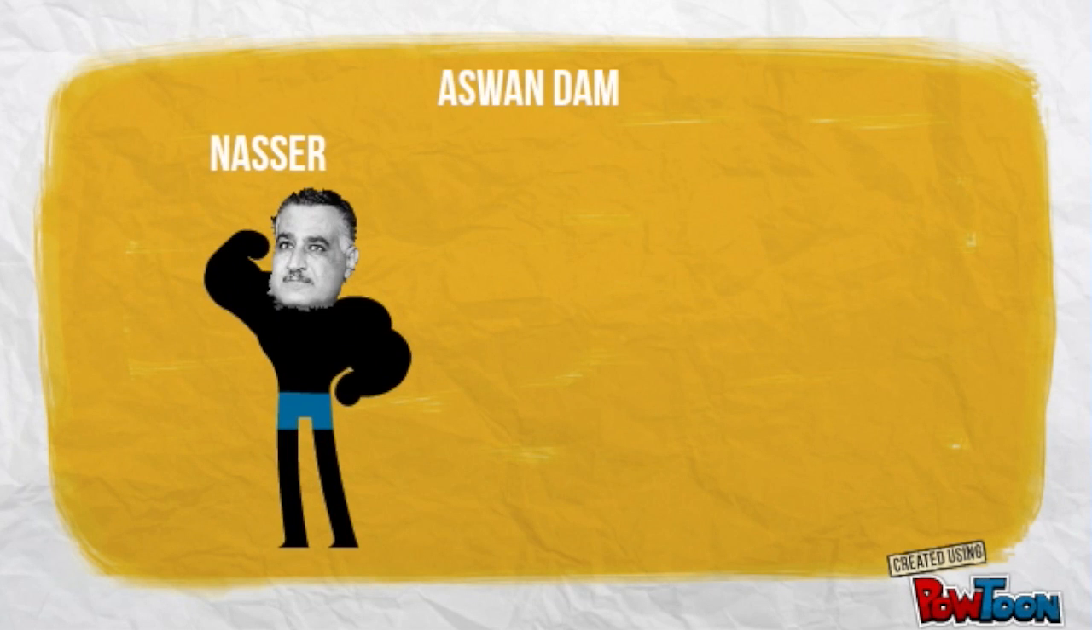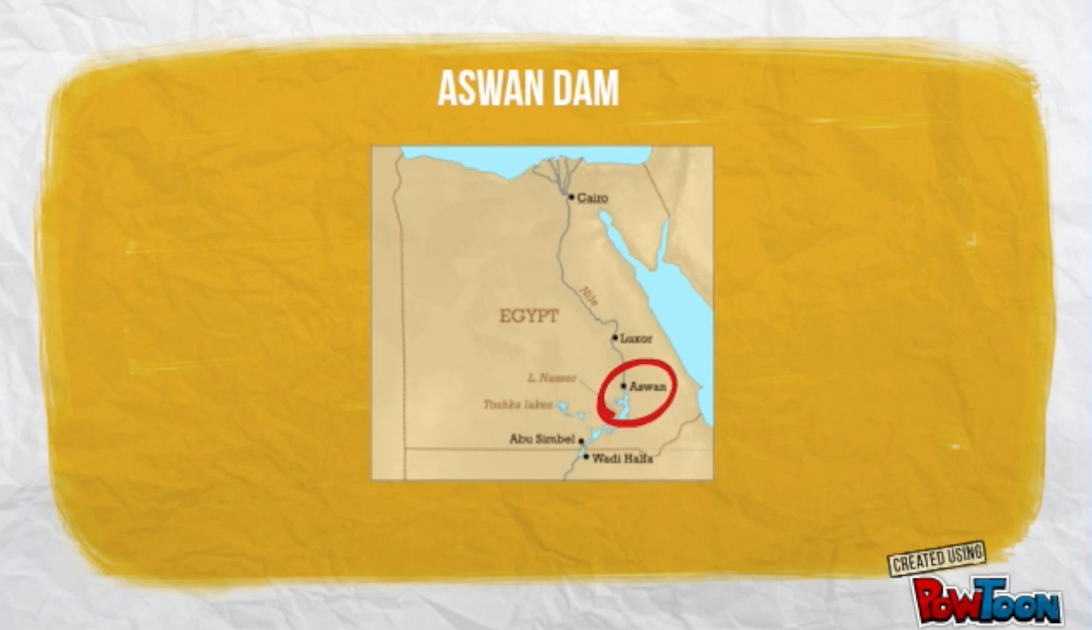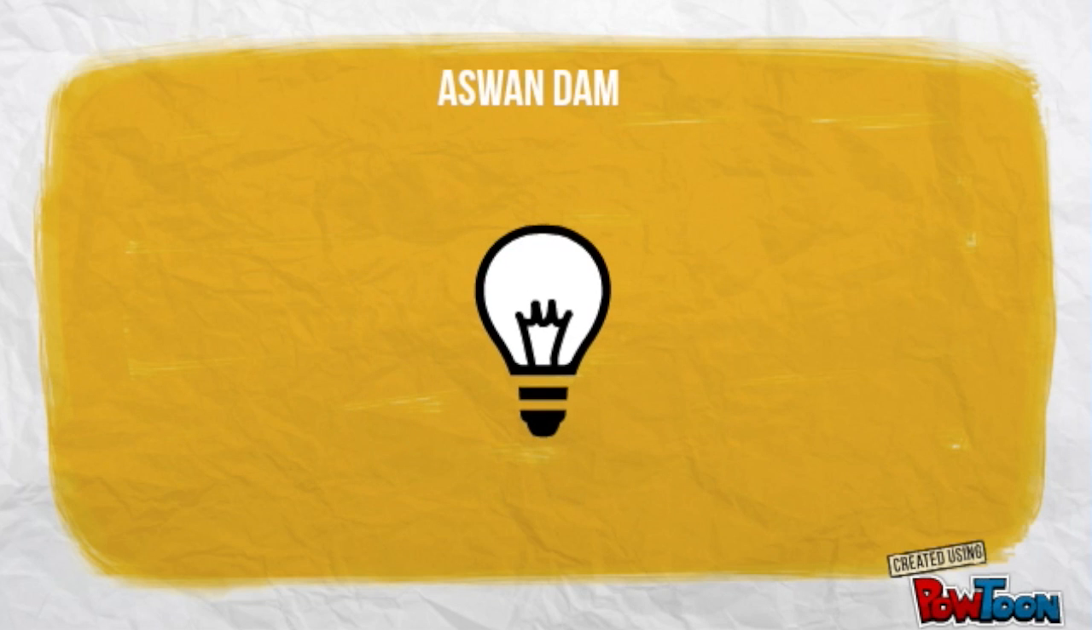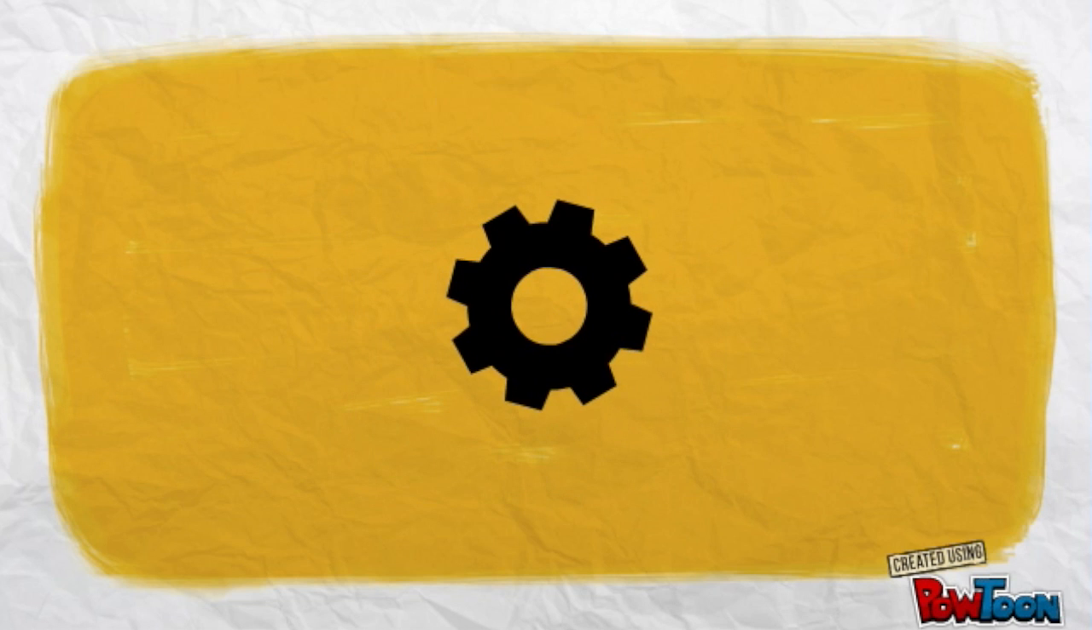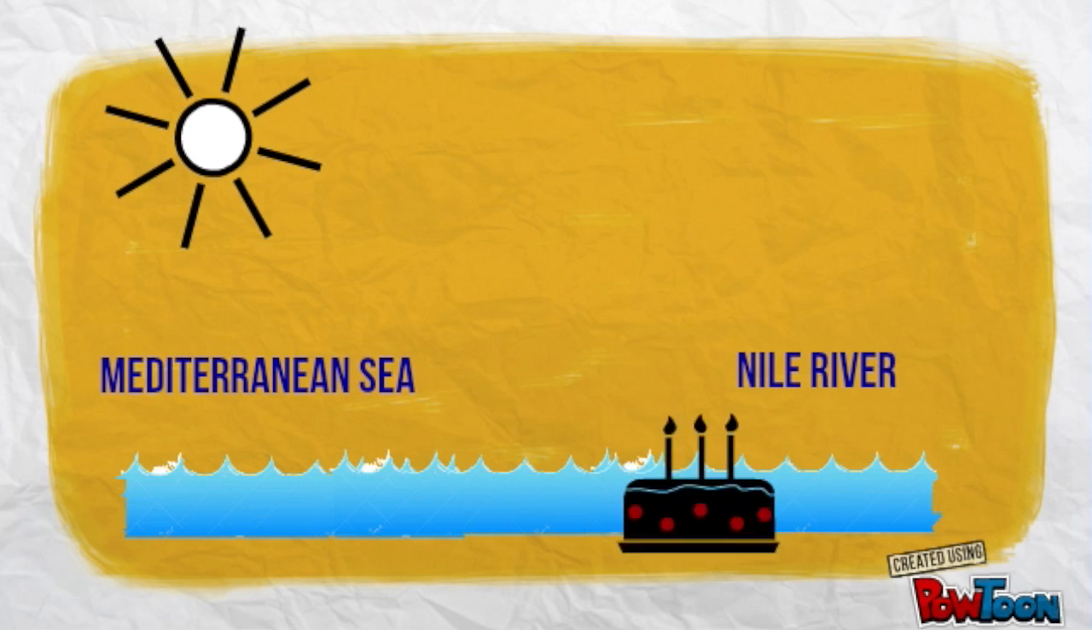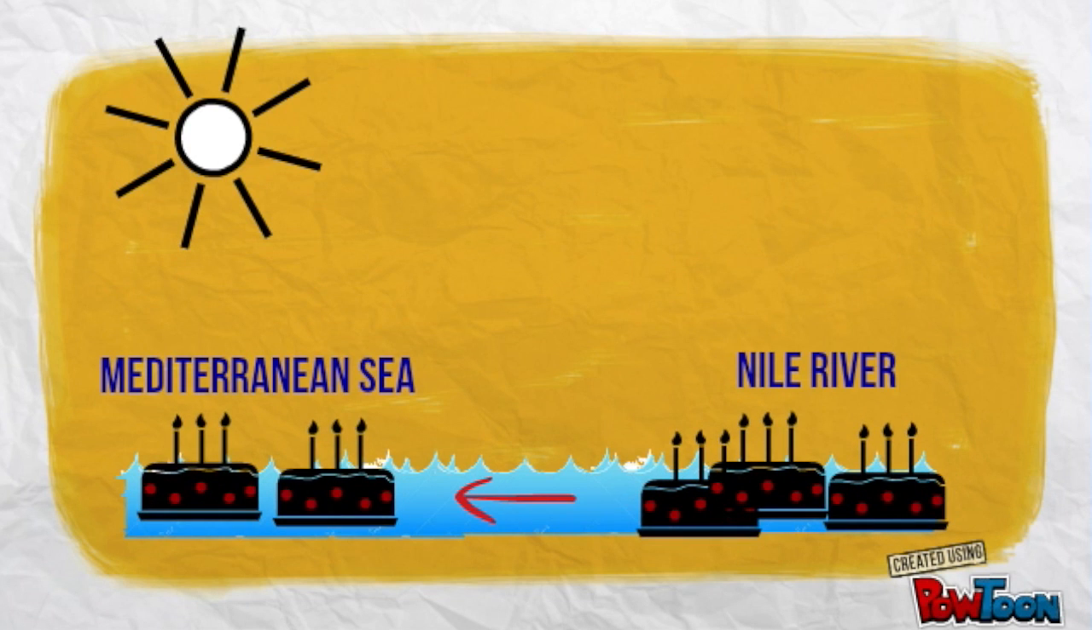President Gamal Abdel Nasser opened the Aswan Dam in 1970. The dam was supposed to provide a source of electricity as Egypt industrialized. What used to happen in Egypt was the humus and minerals from the nutrient-rich Nile River flowed into the nutrient-poor Mediterranean Sea, which stimulated the ecosystem.